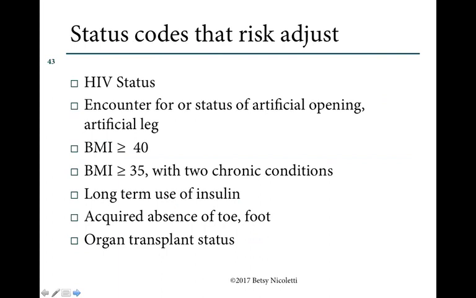So the codes that risk adjust: HIV status that we talked about, encounter for or the status of an artificial opening. So if you have a patient who has a colostomy or a tracheostomy, even if you aren't the treating physician, there are 2 sets of those codes. One is encounter for treating it, and the other is that the patient has the status of that. So you want to make sure that if it's a chronic long-term issue, that you're reporting that once in a contract year. BMI of over 40 or a BMI of over 35 with 2 chronic conditions.